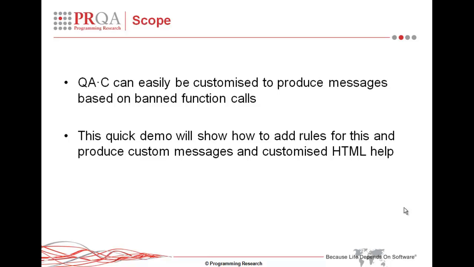For example, the MISRA coding standard bans the use of dynamic memory allocation, so therefore calls to the functions malloc, free, calloc, realloc are all banned. Other functions might be banned because they're unsafe to use, for example the gets function, and other functions might be banned because they have a security risk associated with them. So in various security coding standards, a lot of string functions are banned.